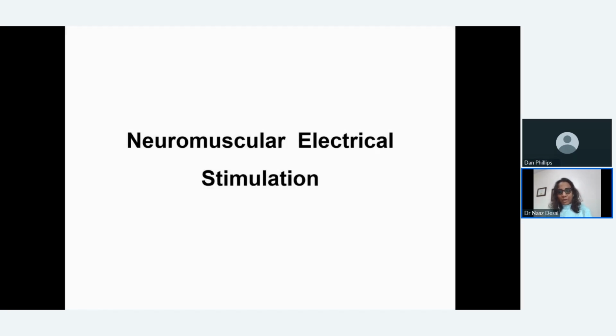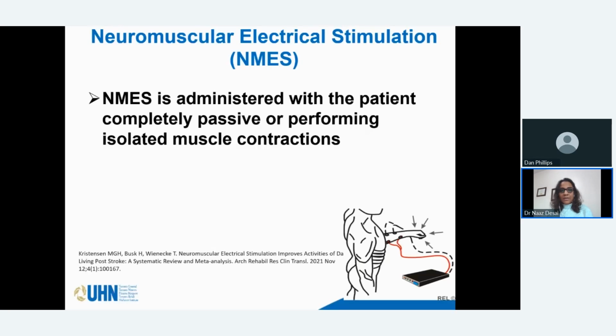So then moving on to neuromuscular electrical stimulation. NMES is a type of peripheral electrical stimulation, and it is administered with the patient completely passive or performing isolated muscle contractions. I think this distinction is very important because sometimes NMES and FES are used interchangeably. It's not technically the same thing. In NMES, either the patient is completely passive and the electrical stimulation is producing the movement for the patient, or the patient might be performing the movement assisted by the stimulation, but it is an isolated muscle contraction with no functional component to it.